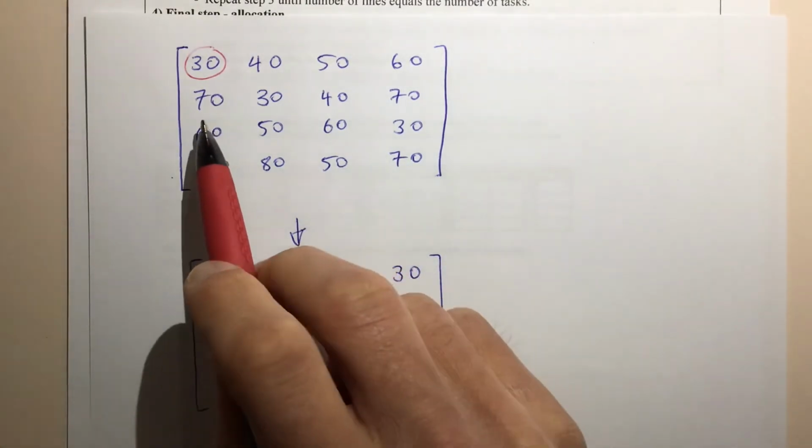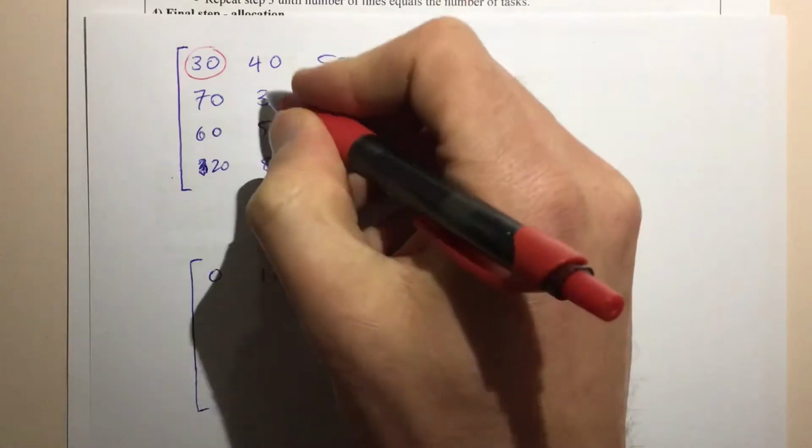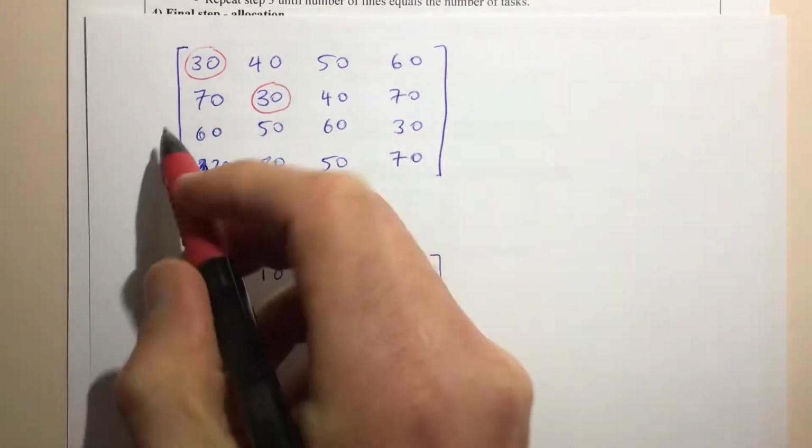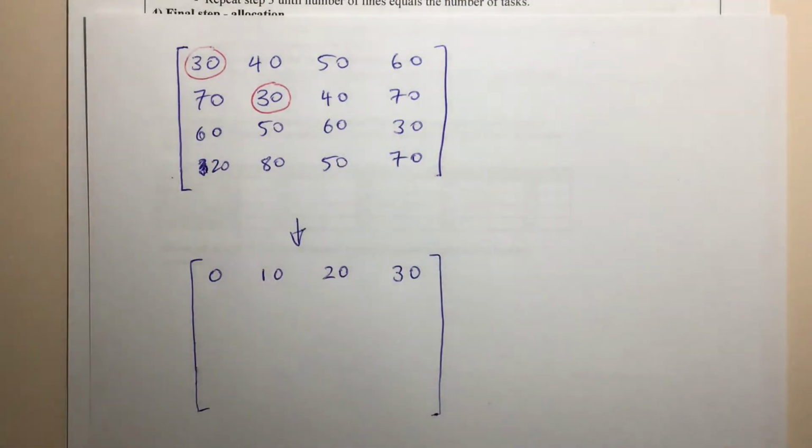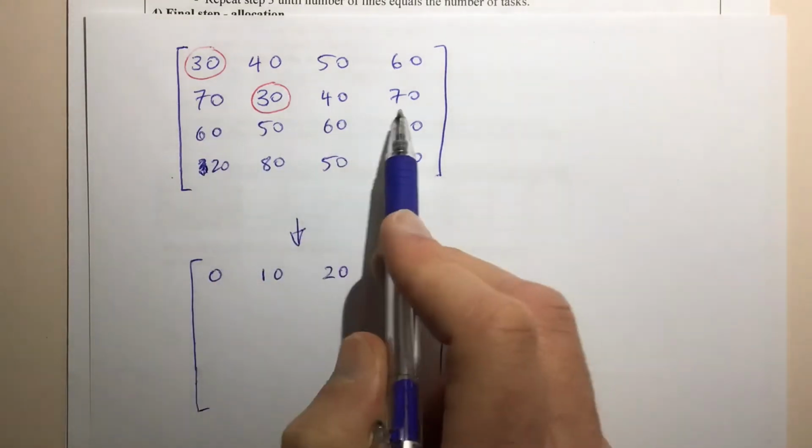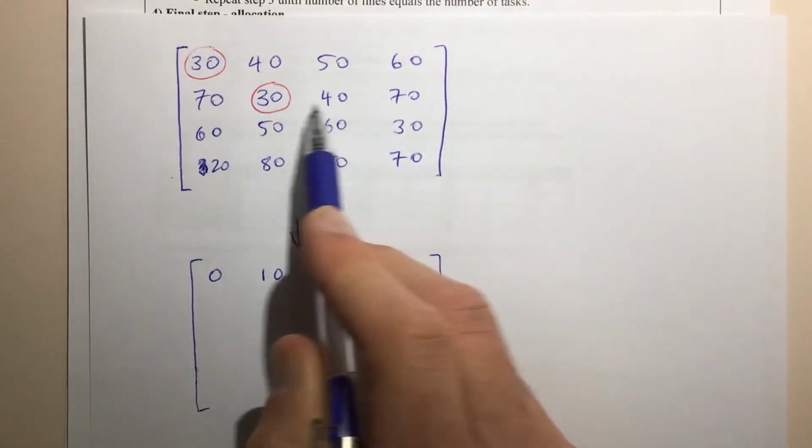The second row, 70, 30, 40, 70. Well, in this case, the smallest number in the second row is also 30. It's a bit of a coincidence. So we're going to take the number 30 and subtract that from each of these numbers in this second row.